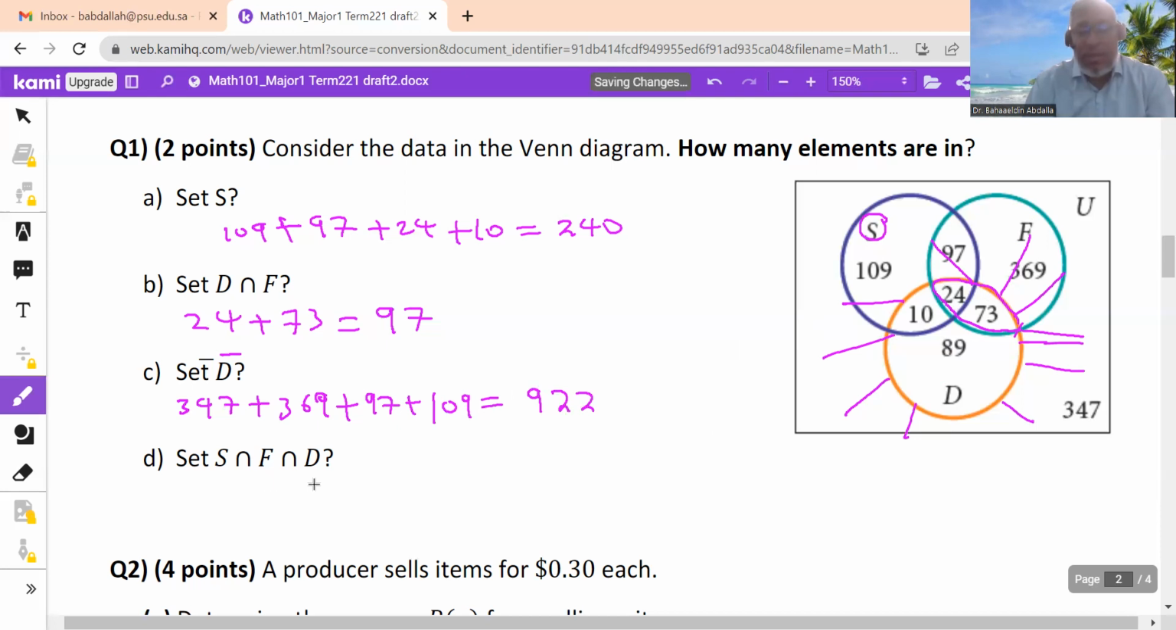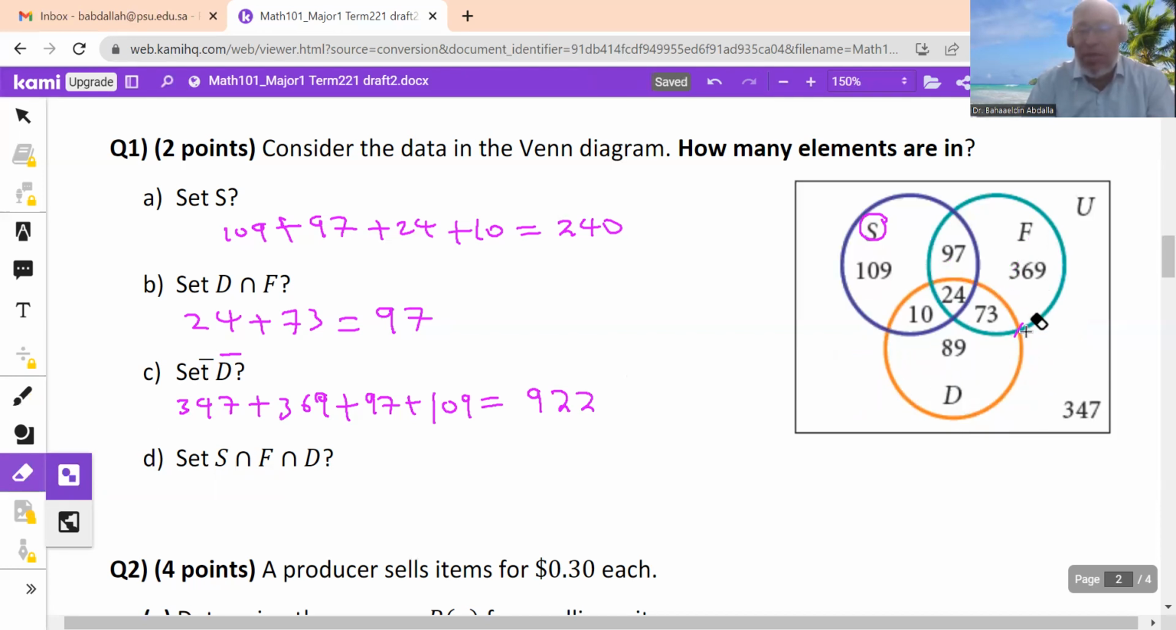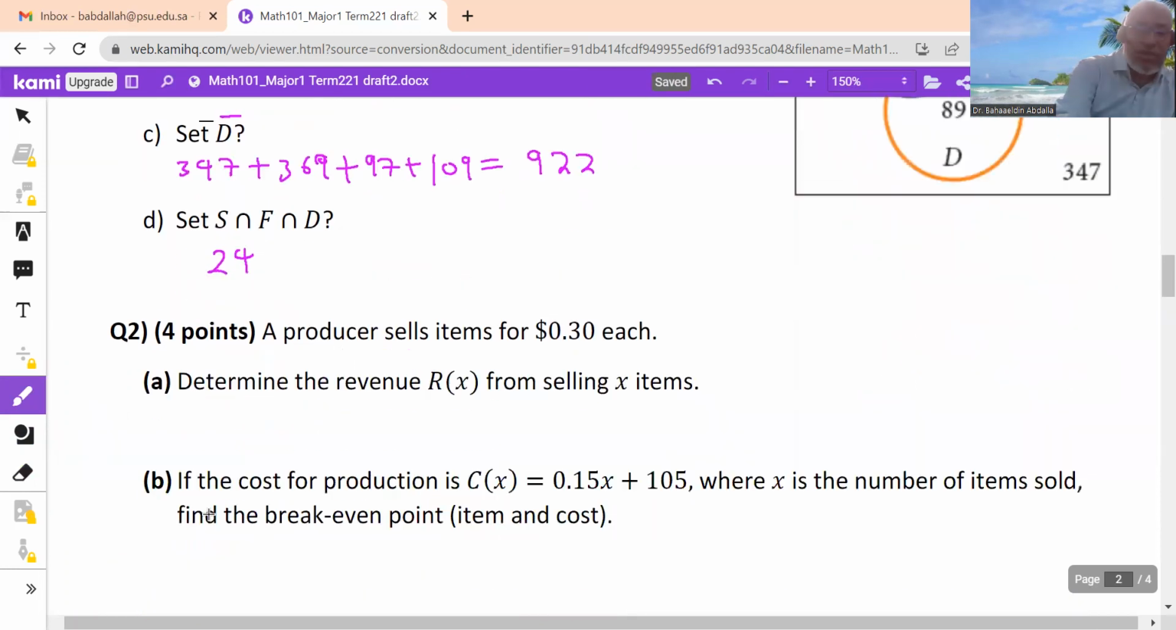Set S intersection F intersection D. Well, F intersection S intersection D, this is the intersection of the three sets. And you can see that it is here. This is in S, it is also in F, it is also in D. So there are 24 elements in the intersection of the three sets.